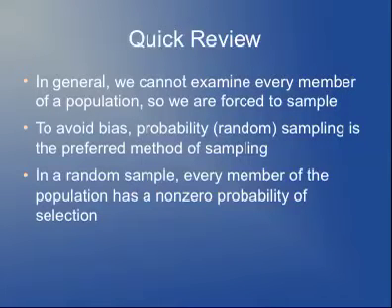So, quick review of sampling. As you'll recall, the vast majority of the time we're not going to be able to look at every single member of a population, so we just choose some subset of the population, hope that it's a reasonably representative subset, and then try to draw inferences based on this subset. And to avoid getting a biased sample, the best way to do it is probability sampling or random sampling, where every member of the population has a non-zero probability of being chosen.